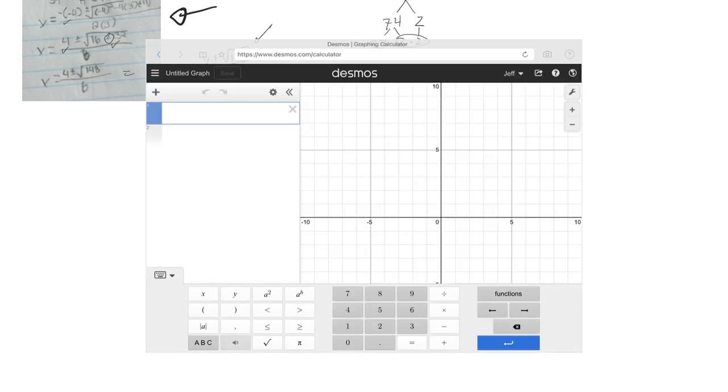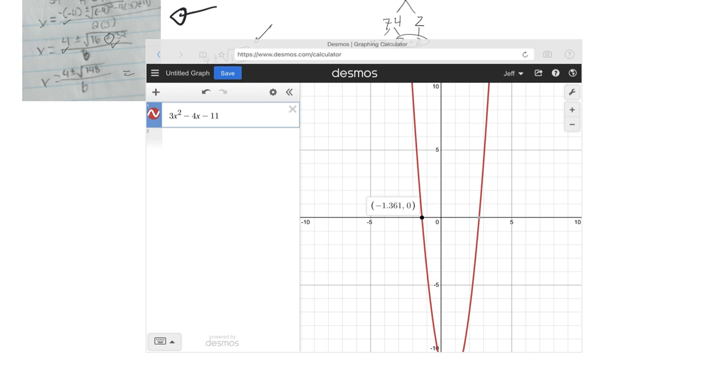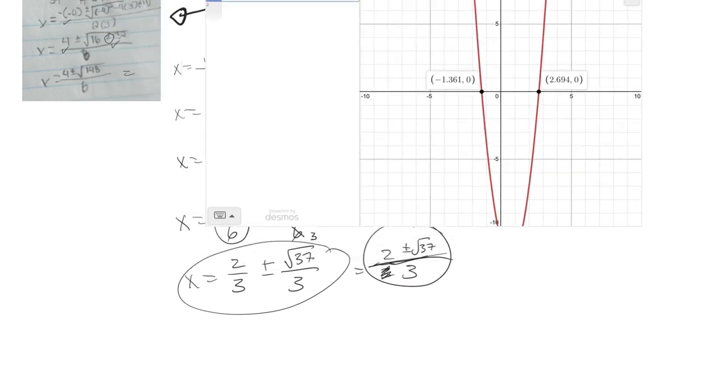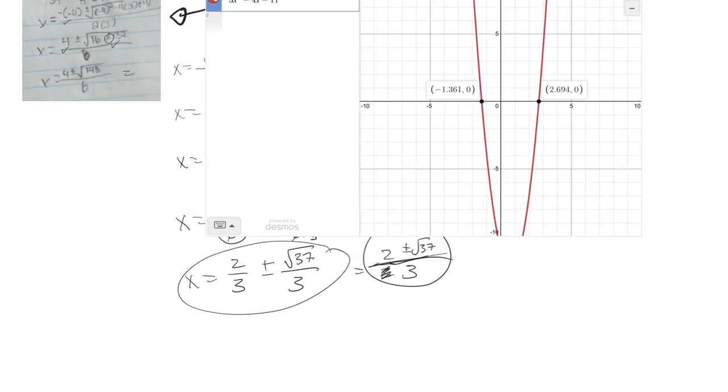Okay, so I'm writing 3x squared minus 4x minus 11. And I see it cross at negative 1.3 and positive 2.694. So let's check to see if our answers are the same as that. Okay, there's the answers.